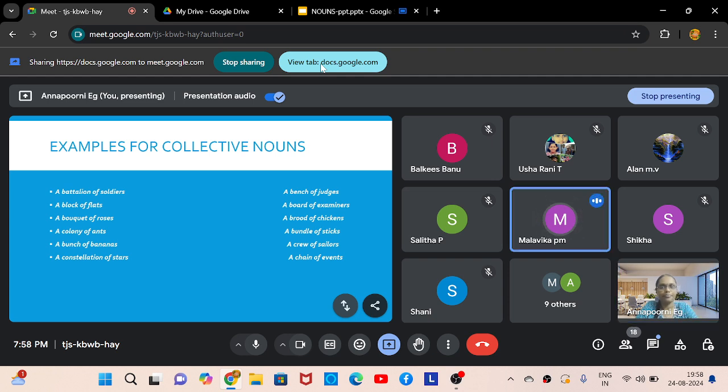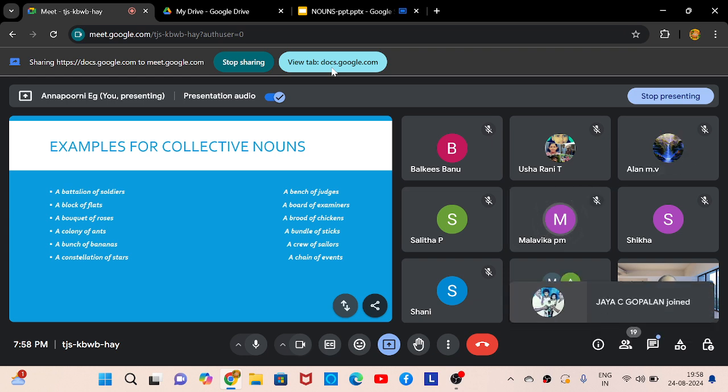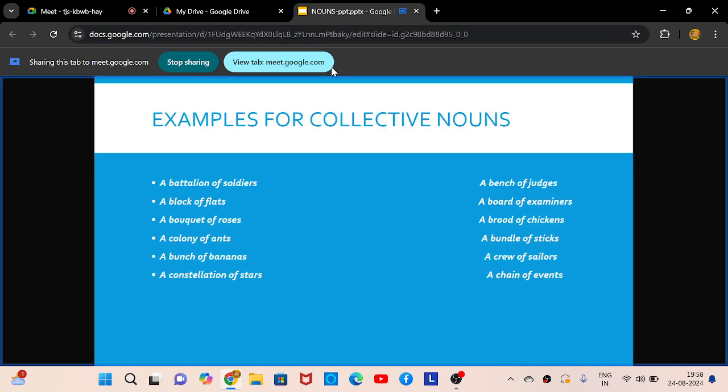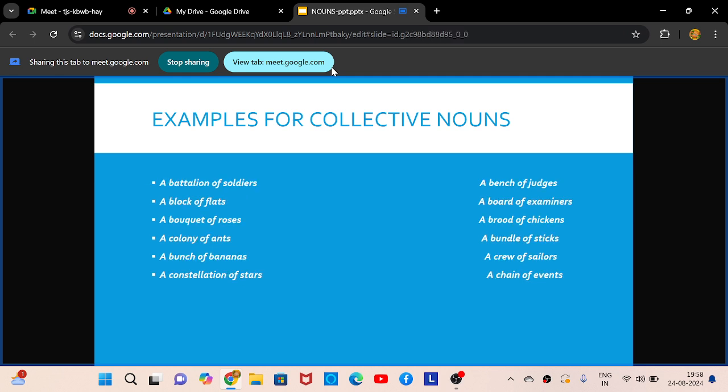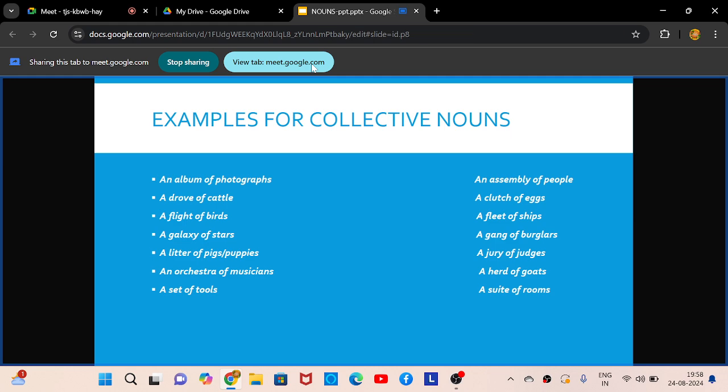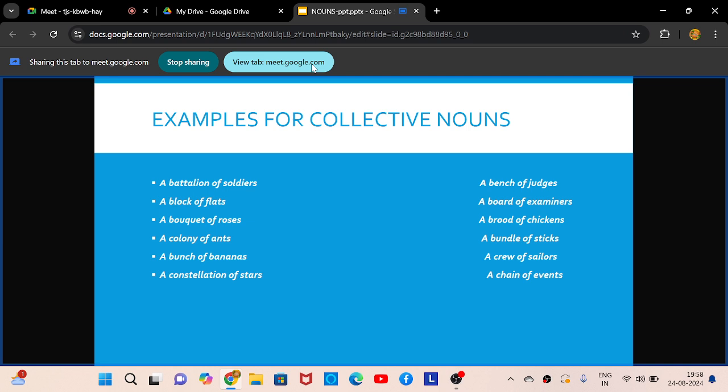Yes, ma'am. A bench of judges, a board of examiners, a brood of chickens, a bundle of sticks, a crew of sailors, a chain of events. Okay, okay. So here I wanted to tell you one thing. Note the phrase a bench of judges. We saw another collective noun a little while ago, a jury of judges. So what is the difference between a jury of judges and a bench of judges? What is the difference between these two?